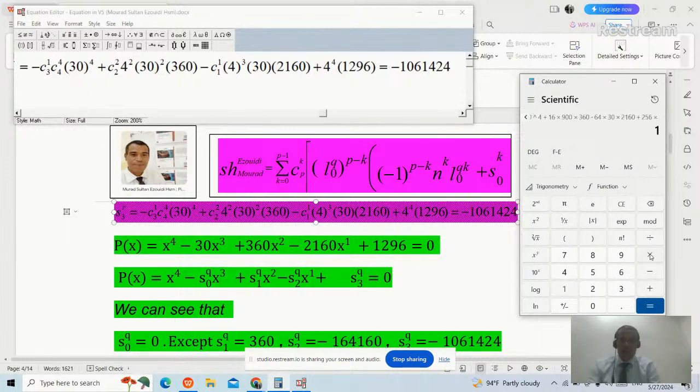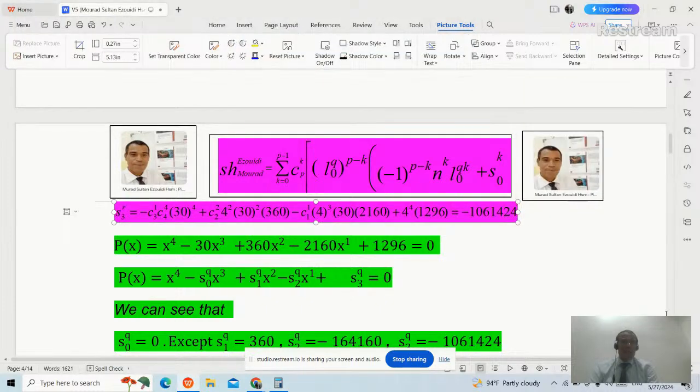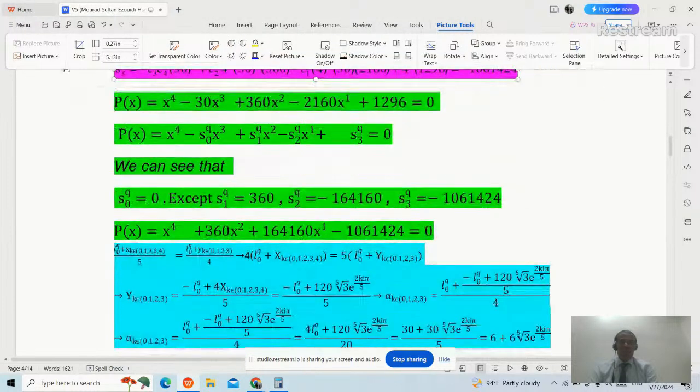times 1296. This one, learners, has to be equal to negative 1,061,424, equal 1 million, yes, and 61,424. Okay, now I will close my parenthesis, my window, and then I'm going to write my polynomial as that.